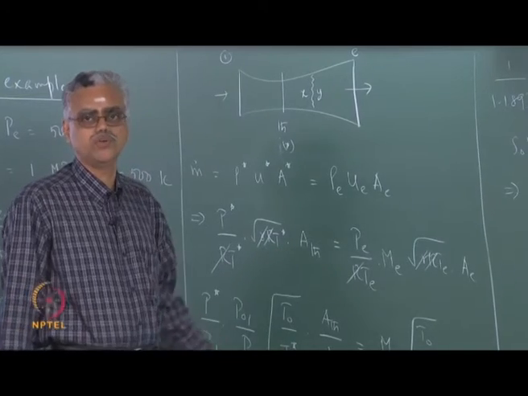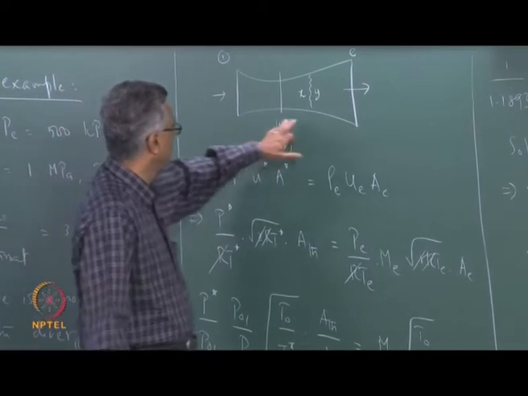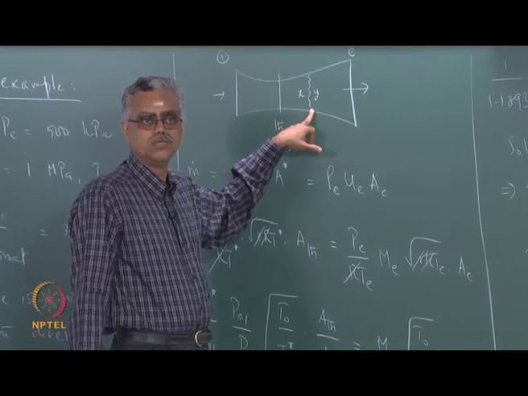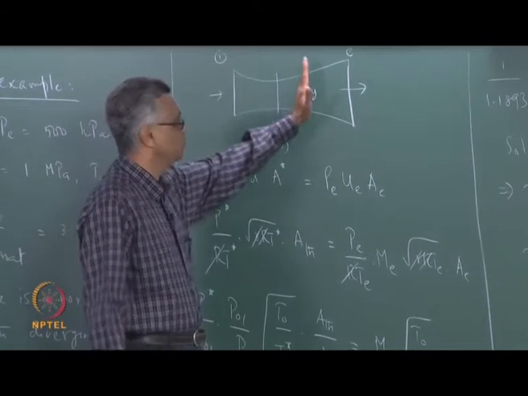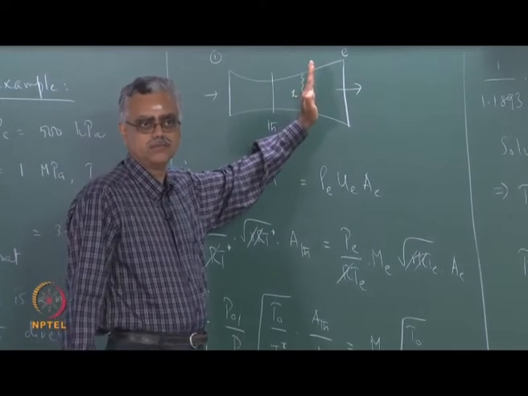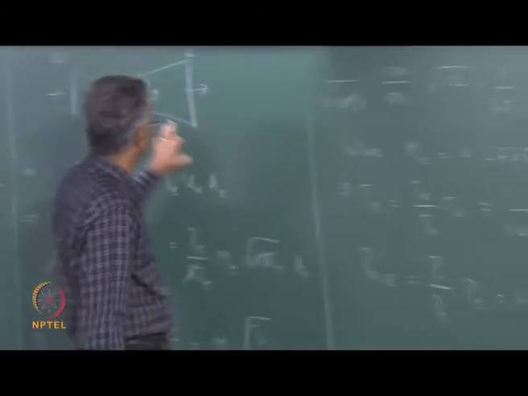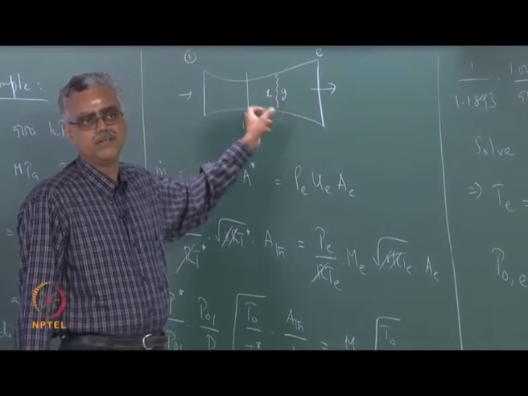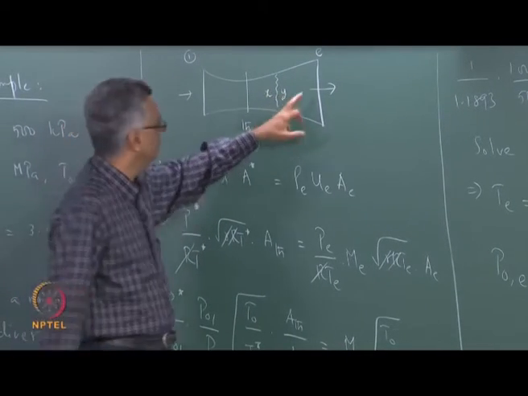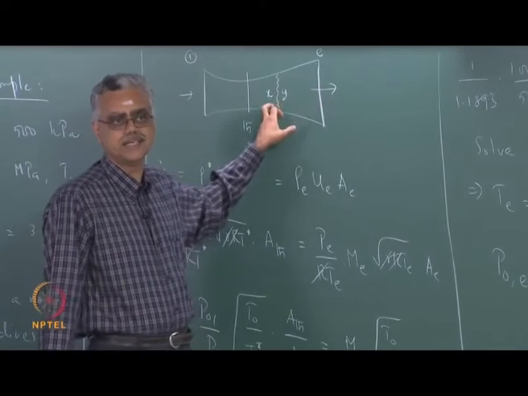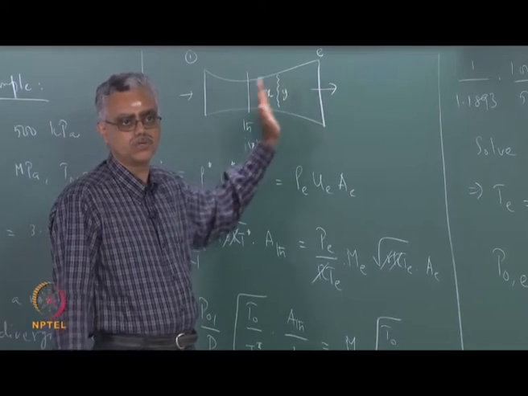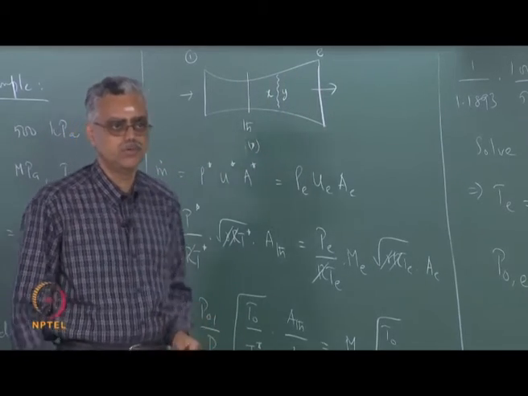It is also possible to solve this problem iteratively by assuming the shock to be located at some place. So you will do this the opposite way. You assume the shock to be at some A by A star, and then for that A by A star you determine your Mx and then My, P0y, and then exit static pressure. See if the exit static pressure matches the 500 kilopascal. If it does not match, then you move the shock and do this iteratively. It is possible to do it that way also.